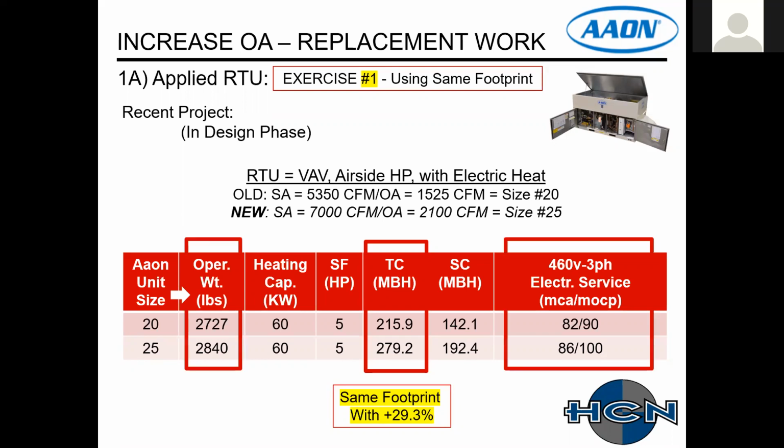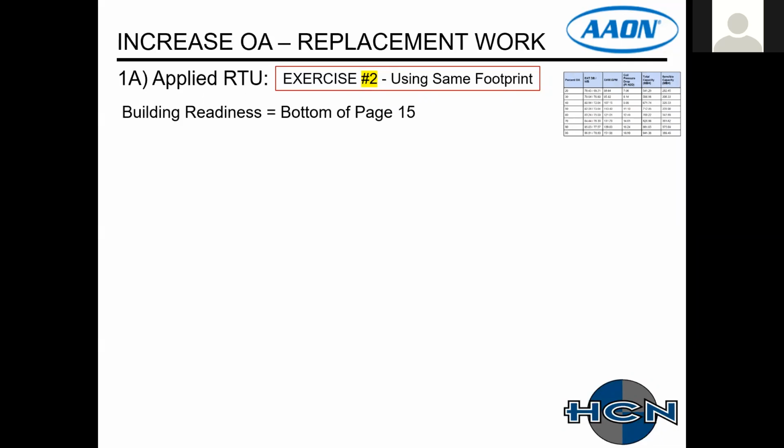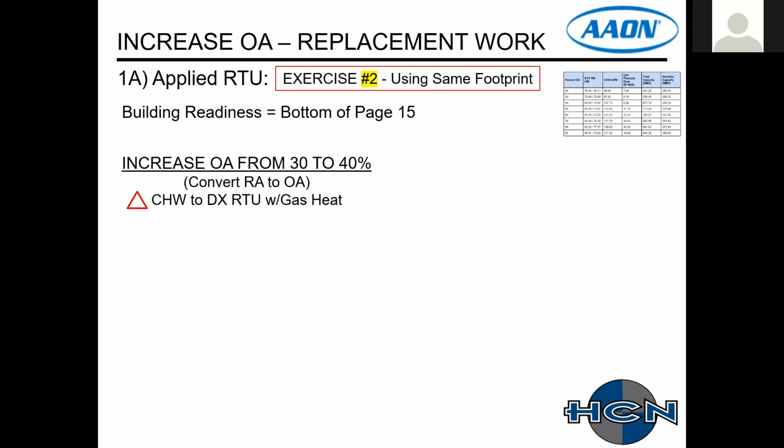Now, two things that I consider to be attractive or nice is that the operating weight went up a little bit, and then the electrical service also went up a little bit. So maybe with those small changes, you'd be able to not have to redo your structure or redo your electrical service feeding the unit. All right, exercise number 2, using the guidelines of a 30-40% from building 15.